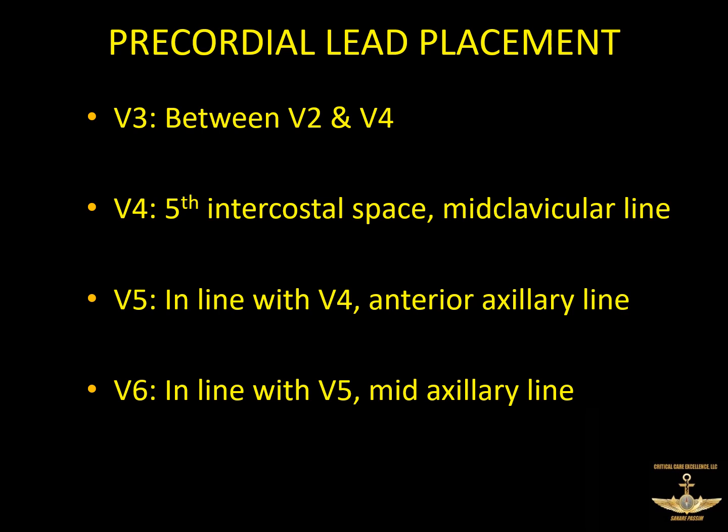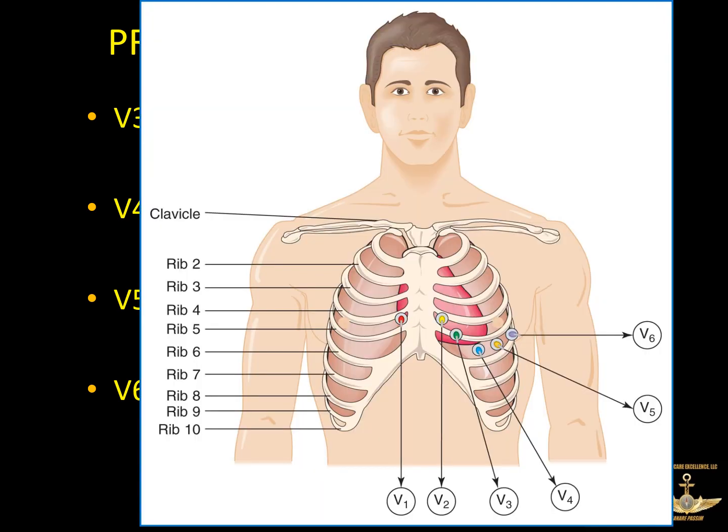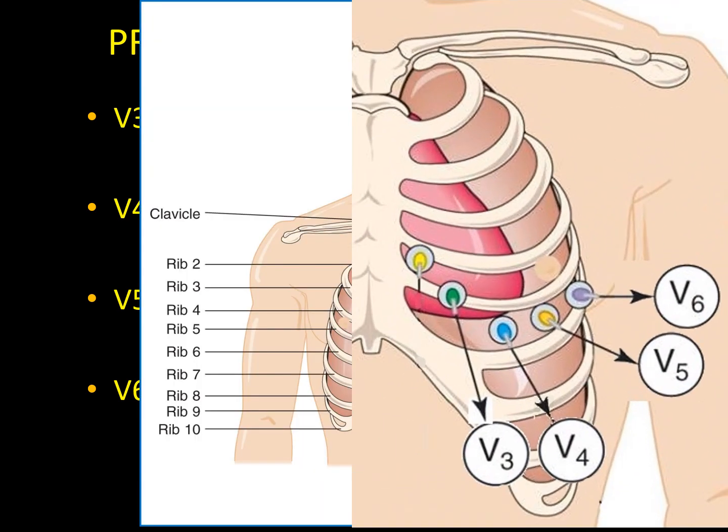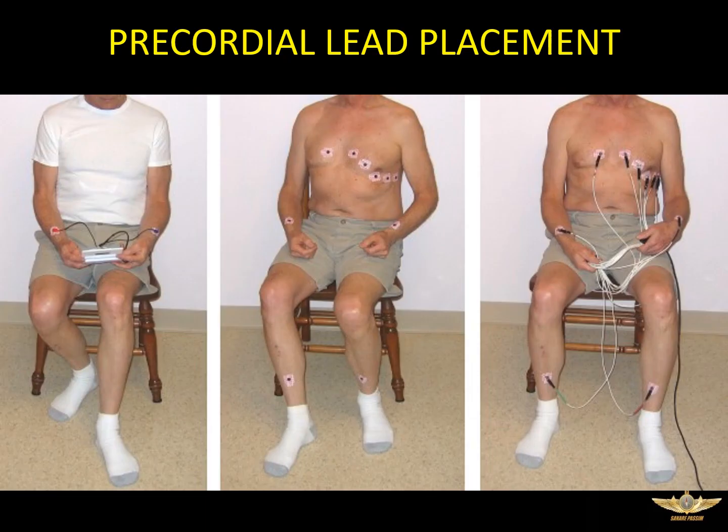V5 and V6 follow in the same straight line as V4. V5 goes to the anterior axillary line, so at the forward crease of the armpit at that same level as V4. And then V6 is in the same line, so a straight line around the side, at the mid-axillary line, so it kind of goes under the arm. So in here you kind of see a picture of where those are going to go. Practically speaking, this is probably the best landmark I've ever heard looking at this.